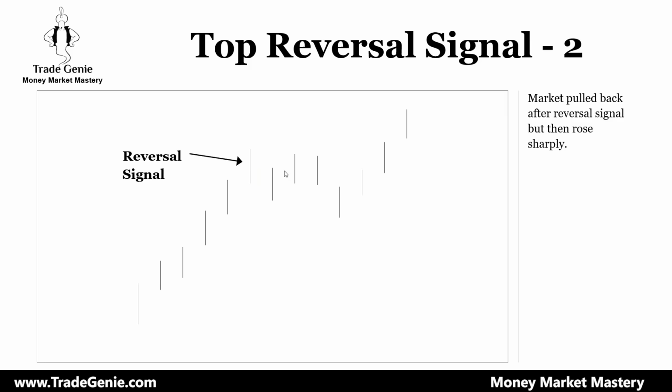Now the reversal signal, let's say it appears here, and the market is doing this. So you're waiting for the feeling good moment. Let's say the feeling good moment comes here, and you take action. So you took action.